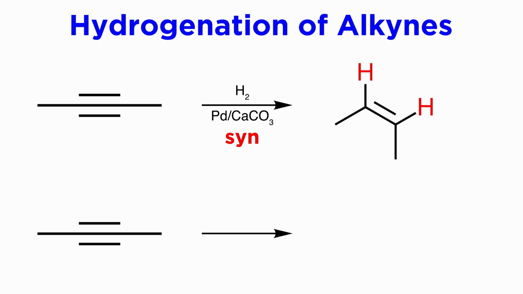And because the hydrogens are both coming from the same solid surface, this will be a syn addition, just like we originally saw with hydrogenation of alkenes. This will result in a cis or Z alkene as the hydrogens are added to the same side of the molecule, so these alkyl groups will end up on the other side of the double bond. This reagent is referred to as Lindlar's catalyst, and we will associate it with generating a Z alkene from an alkyne.